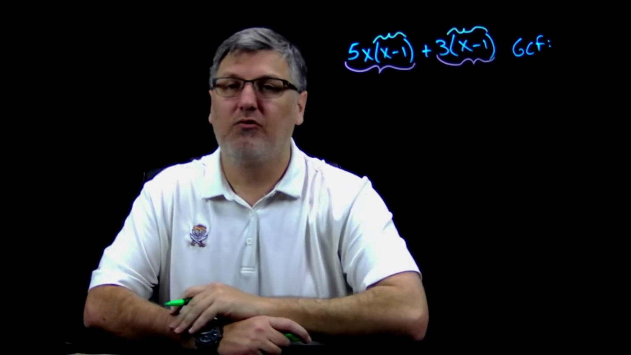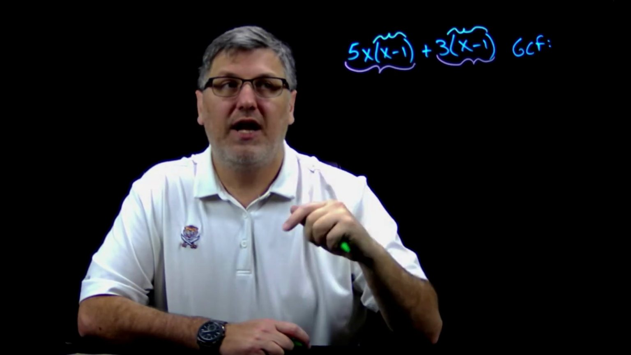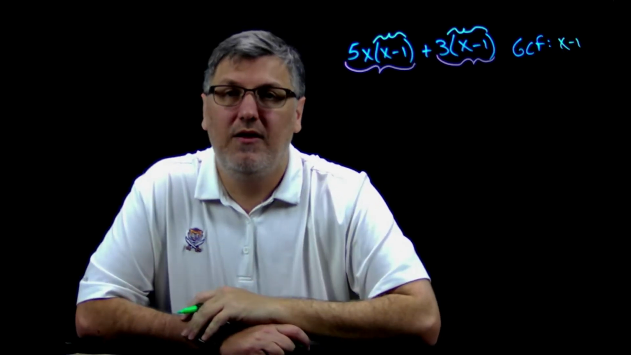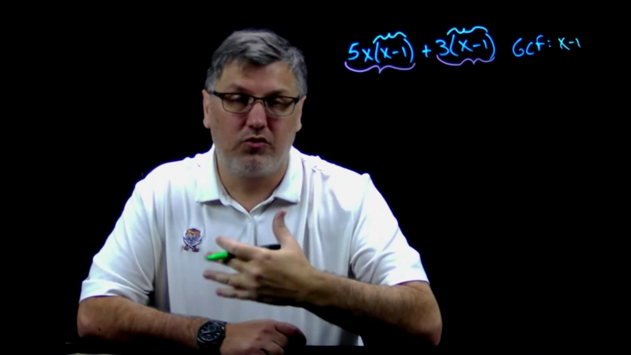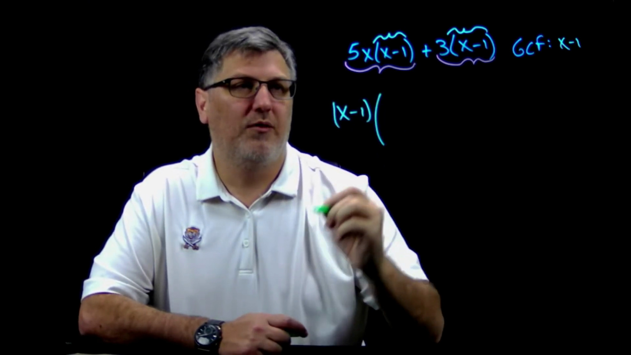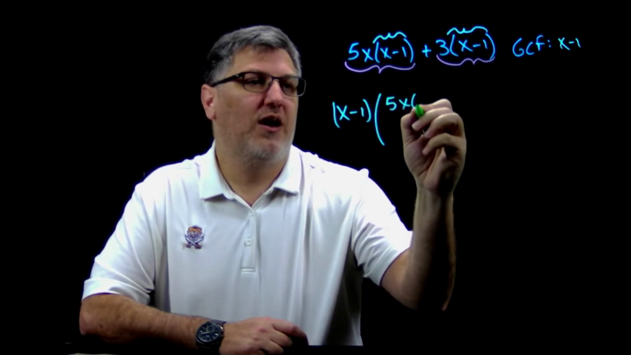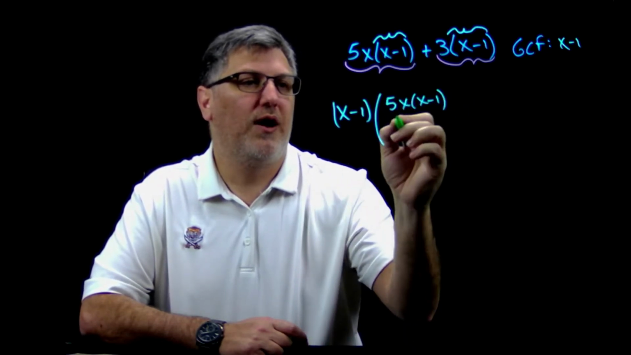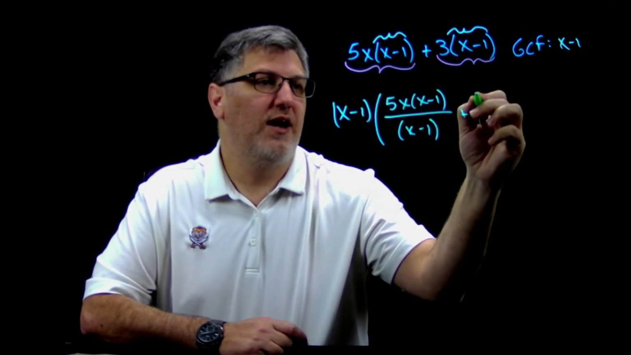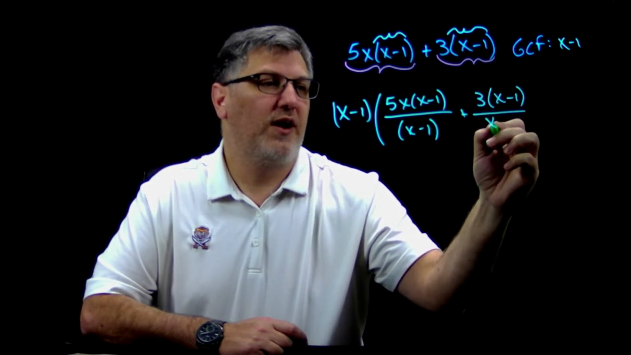That could actually be a greatest common factor. This x minus 1, because you're multiplying, that's going to be your greatest common factor. So my greatest common factor is going to be my x minus 1. So we're undoing multiplication. So we're going to have my x minus 1 times something. Well, I'm just going to write my first term, my 5x times x minus 1. And because we're factoring, we need to divide by the x minus 1. Plus, I have my 3 times x minus 1 over my greatest common factor, which is x minus 1.